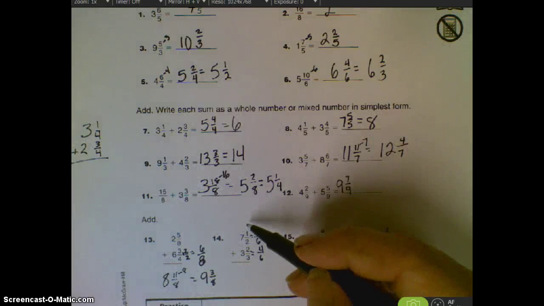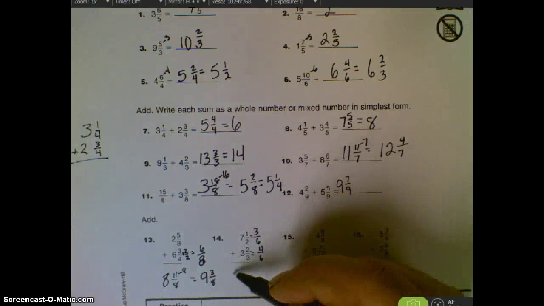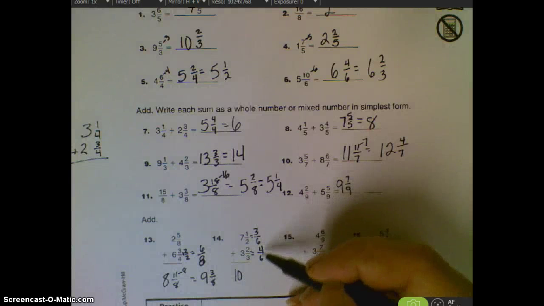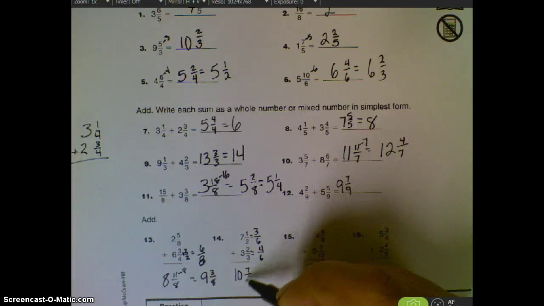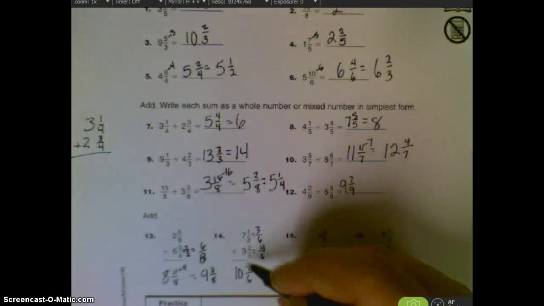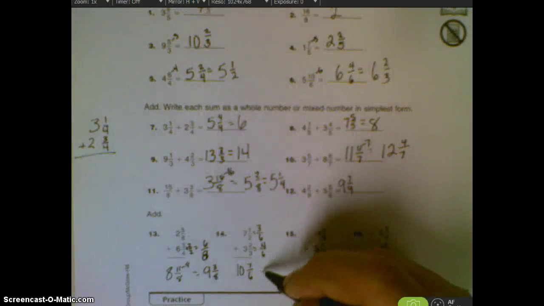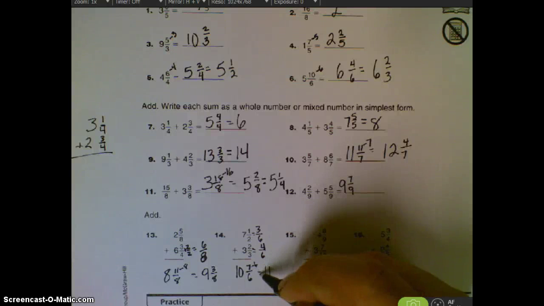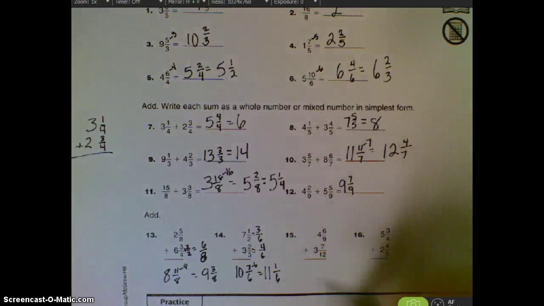So let's add our whole numbers. Now we've got our common denominator. So I've got 10 as a whole number, and 4 plus 3 is 7. So 10 and 7/6. And with a little regrouping or rearranging, I can take a whole number out. So 10 becomes 11, and if I subtract 6 out of 6 from here, I've got 1 left over. So 11 and 1/6.